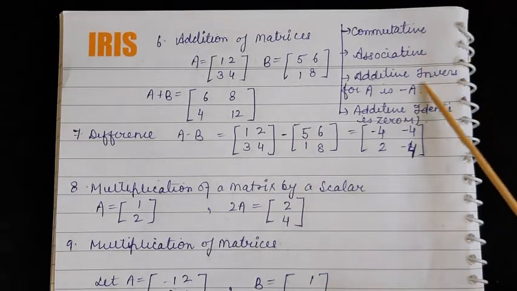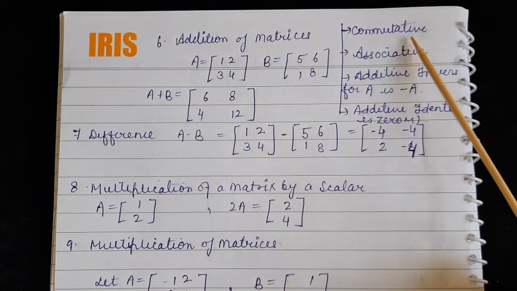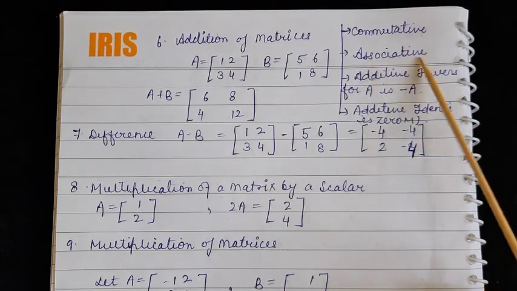Now here are some properties written. See, matrix addition is always commutative. It is associative also.